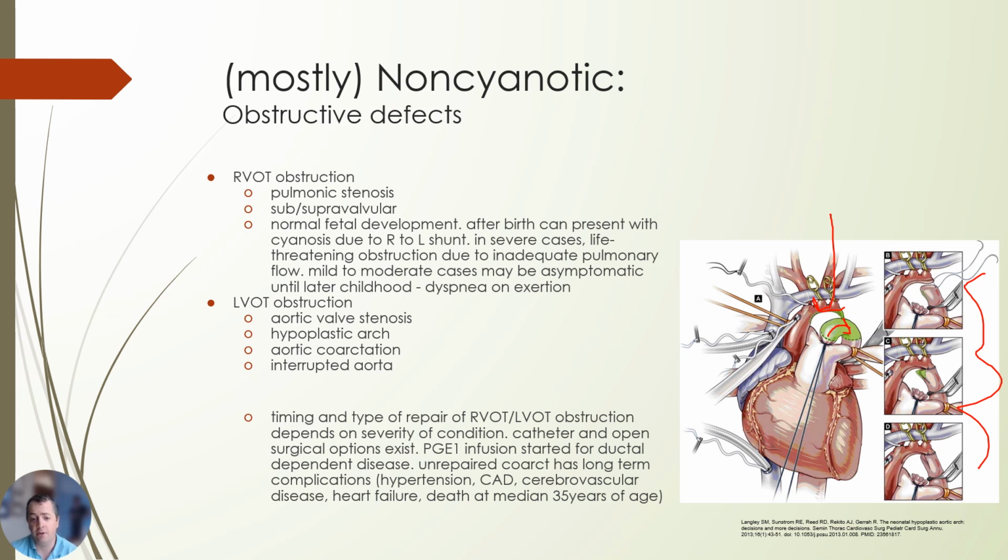There are both catheter and open surgical options depending on exactly the anatomy. For ductal dependent disease, PGE1 prostaglandin infusion will be started. Unrepaired coarct has long-term complications including hypertension, coronary disease, with death occurring at a median of 35 years of age.